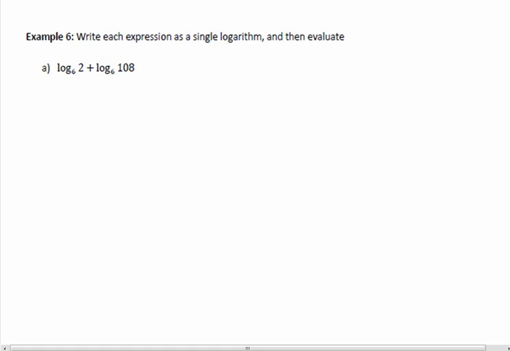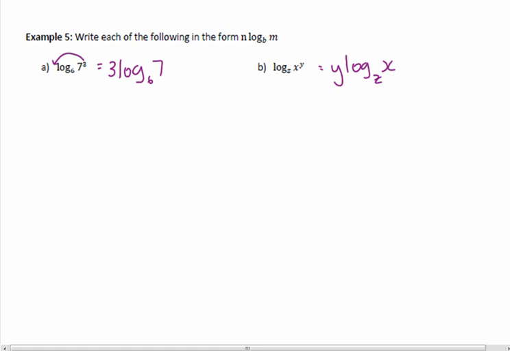Okay, so this is right as a single log. So I want you to try this next one on your own. Yep. Try the next one on your own. Why don't you try all of these that are below, and then we're going to go over them.